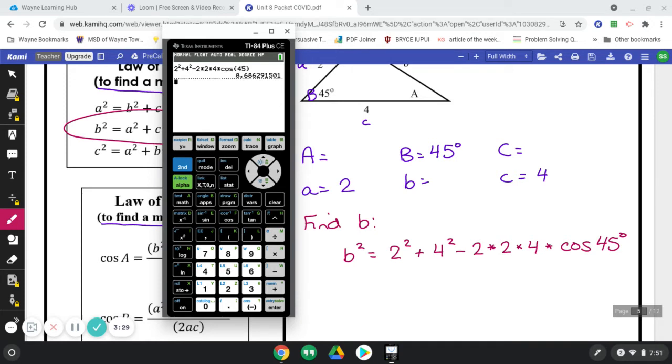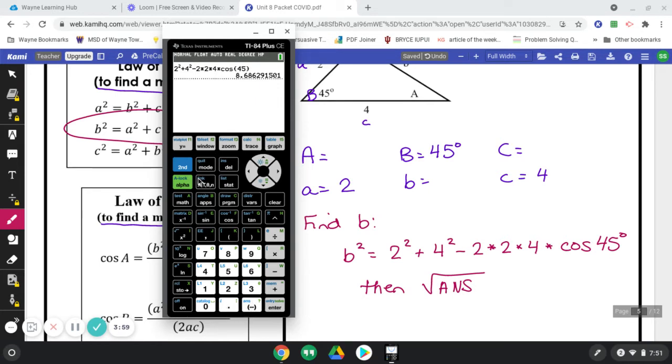So if that's my answer for b squared, I'm going to need to square root that. So we're going to square root that 8.686 number. And there's a button in your calculator right down here, if you guys can see it. It's this ANS button, and it's pretty much like a copy paste. So if I wanted to square root this, instead of having to type that whole decimal in, I could just use this answer button and it would copy it in for me.